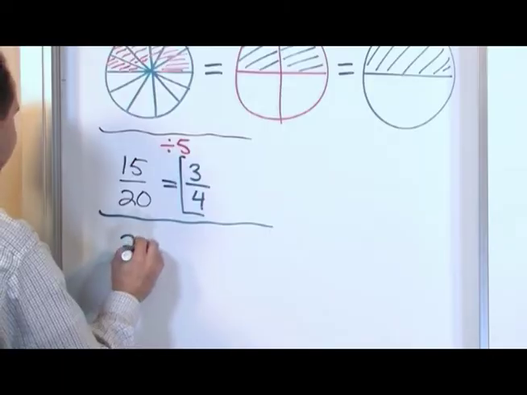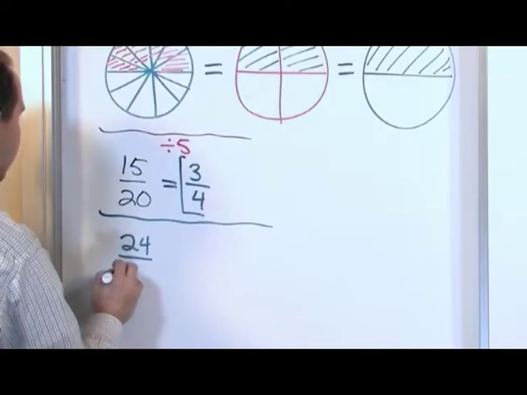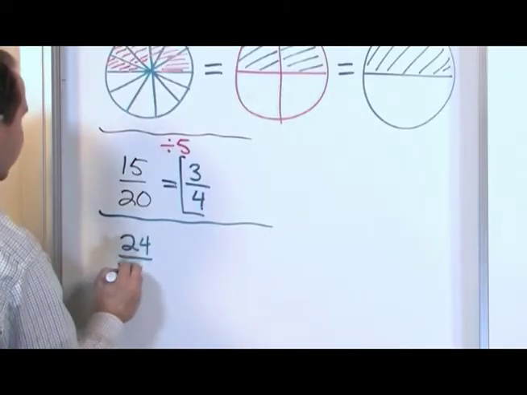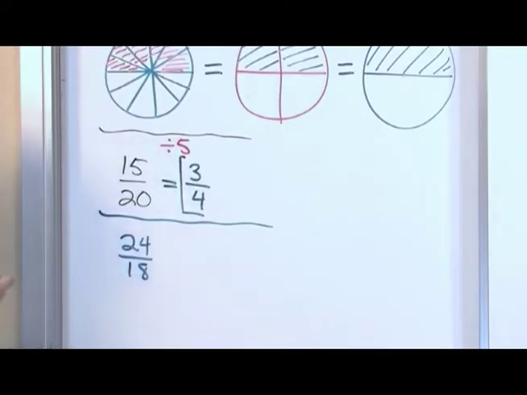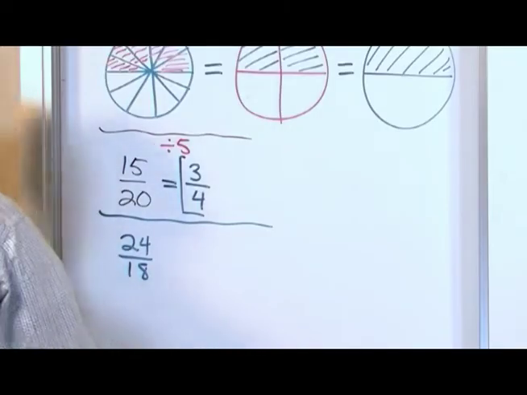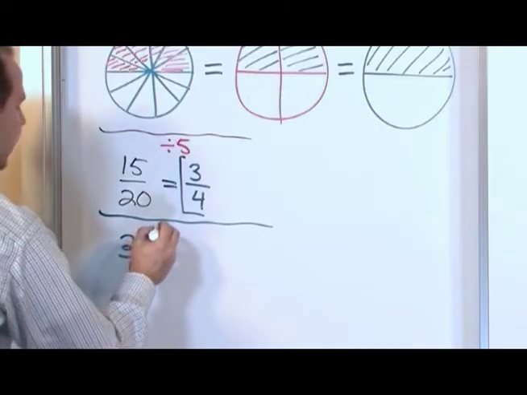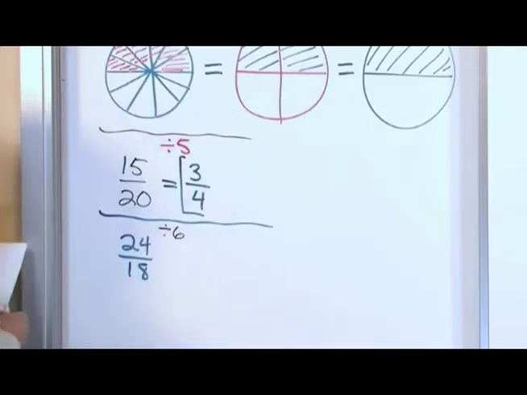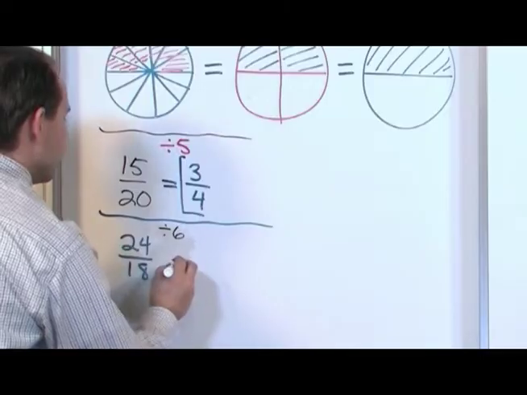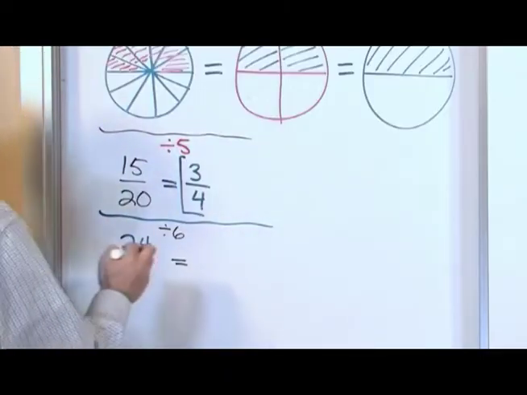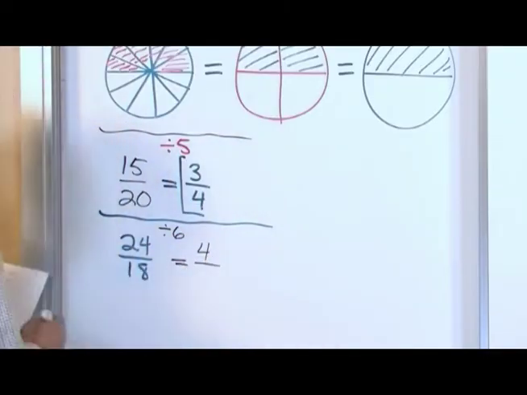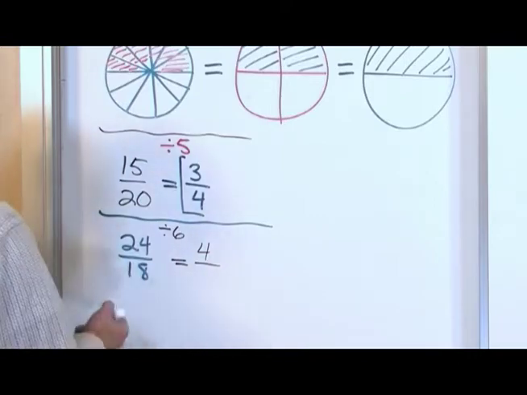What if I have 24/18? So let's say 24/18 of a pizza. What numbers do you think of when you think of 24 and 18? You might come up with something different. I think of 6. I know I can divide by 6. So what is 24 divided by 6? That's going to give me 4, because 6 times 4 is 24, right? What is 18 divided by 6? 18 divided by 6 is 3.